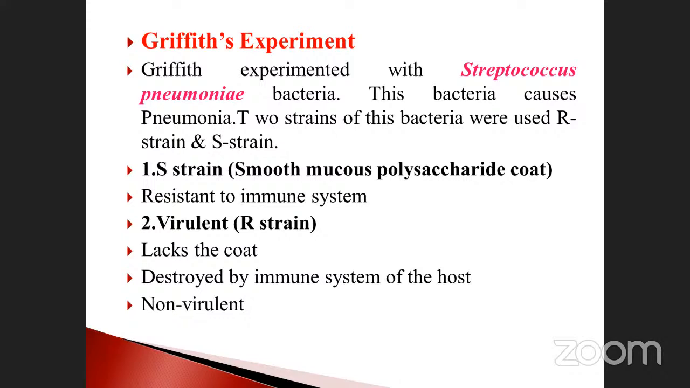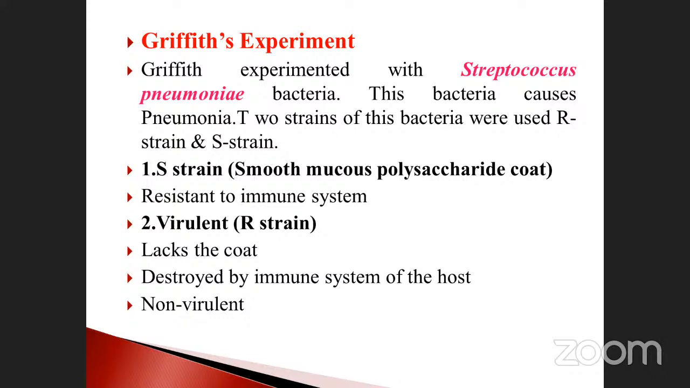Resistant to the immune system. Note it down. This is also very, very important. The strain has a smooth mucus polysaccharide coat. The strain is covered by a smooth, jelly-like structure. That's why it is called a smooth mucus polysaccharide coat. But it is also very important for the resistant function, resistant to the immune system.